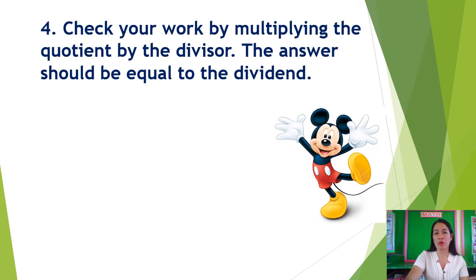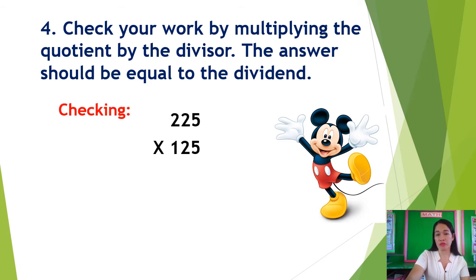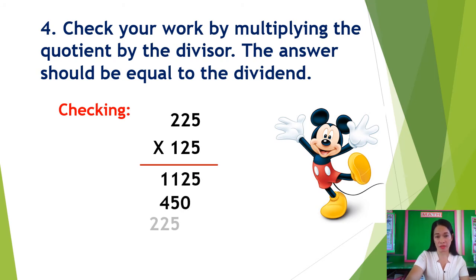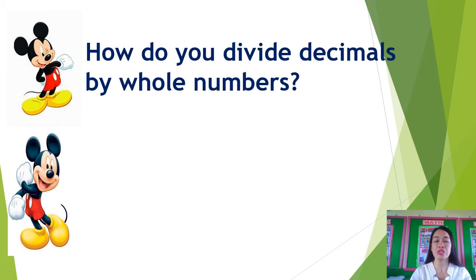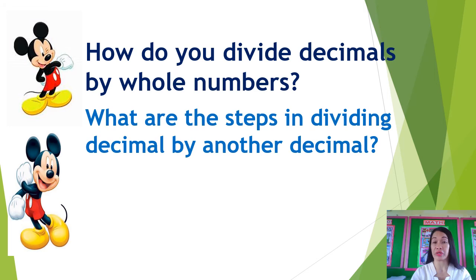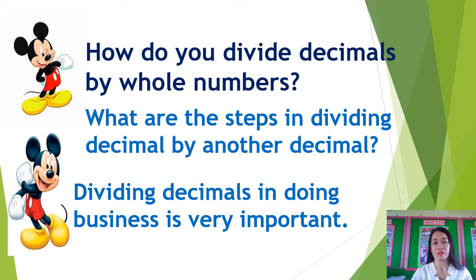Check your work by multiplying the quotient by the divisor. The answer should be equal to the dividend. Okay, like this one. 125 times 225 is 28,125. So your answer is correct. How do you divide decimals by whole numbers? What are the steps in dividing decimal by another decimal? Dividing decimals in doing business is very important.